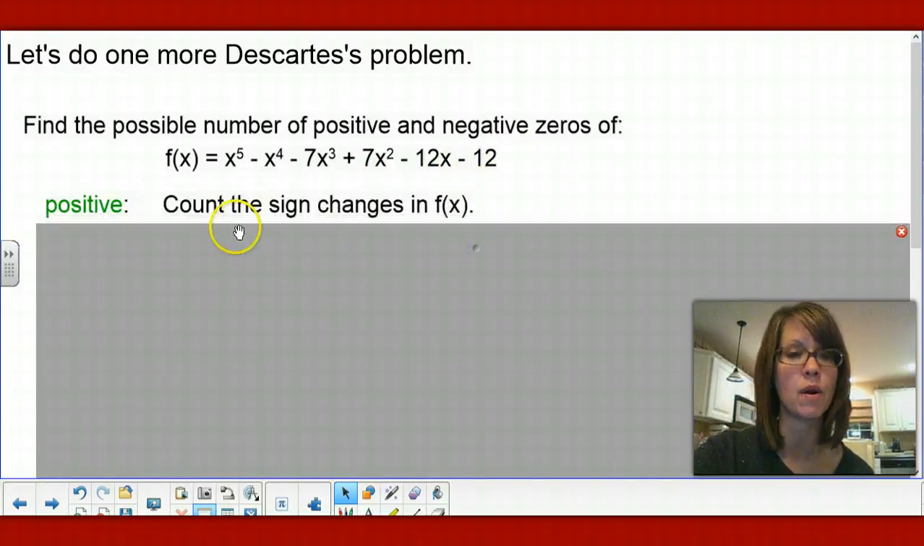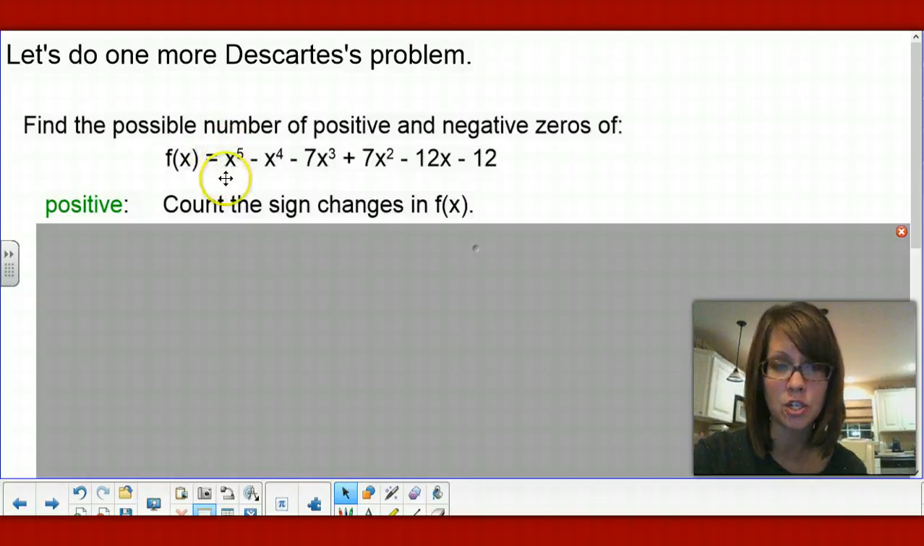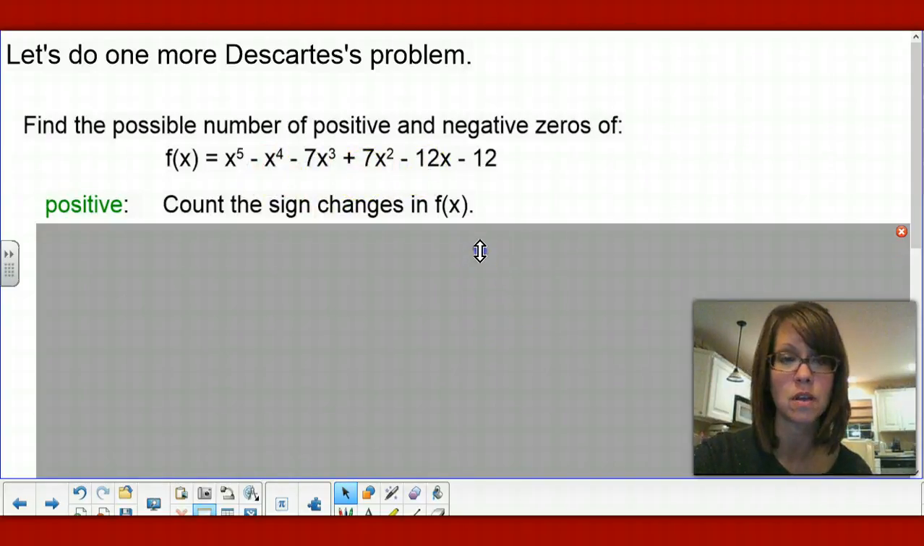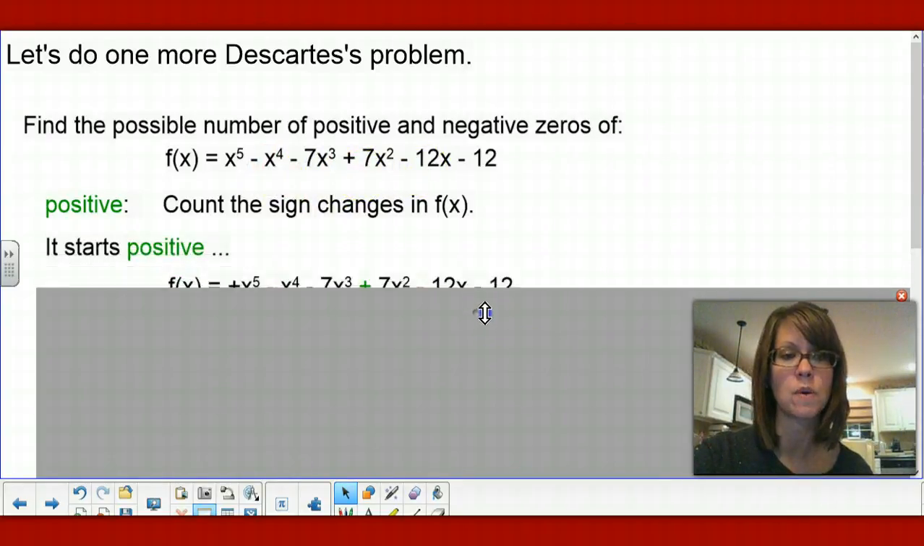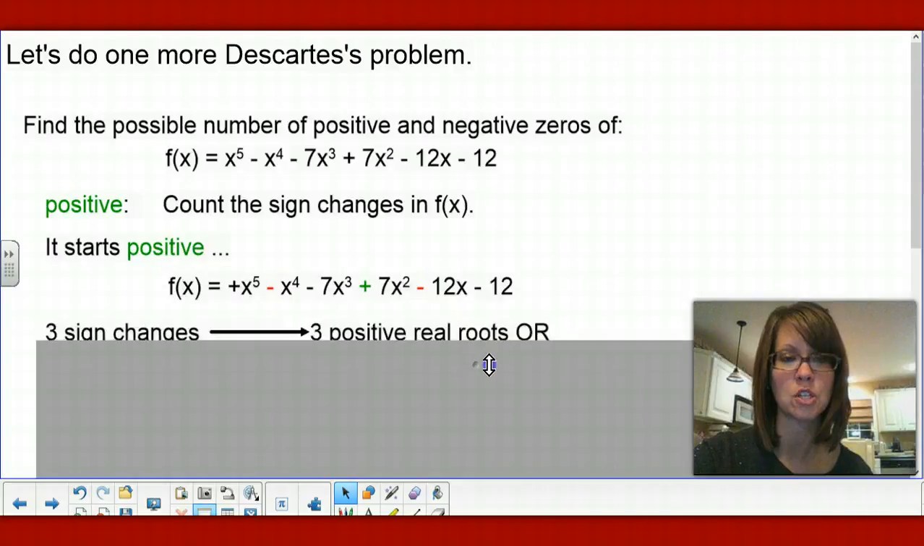And we just keep our f of x and we count our sign changes, all right? So I want you to count your sign changes. I'm going to count my sign changes. I'm seeing 3 sign changes. I'm seeing that it starts positive. That doesn't count, but it changes to negative. Now it counts. Changes to positive, changes back to negative. That's 3 sign changes, okay? So starts positive, and then we can see the change there.